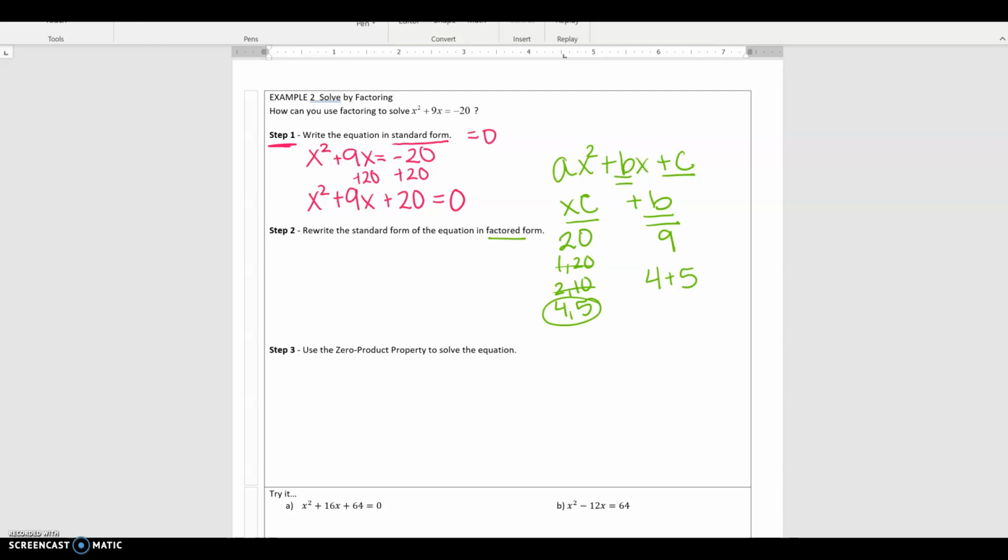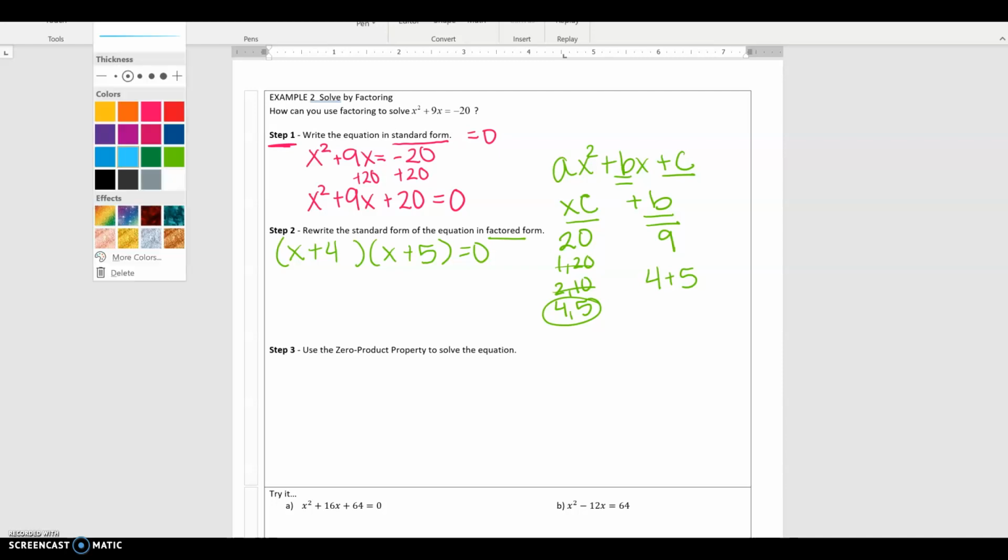So now we just write it. To get the x squared, we just have an x there and an x there. And we're still going to have it equal 0. And so we said they're both positives, so we have plus 4 and plus 5. If you have any questions on factoring, please email us. I know it was a while ago, so we are happy to help.